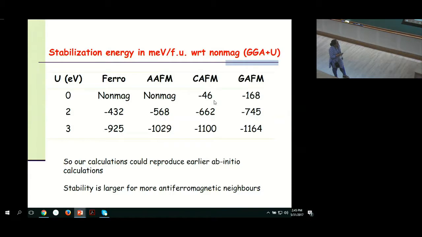We first reproduced the earlier results, and indeed we found that we could stabilize the totally antiferromagnetic ground state in every case, whereas, as found earlier, in some cases we found the ferromagnetic and the A-type antiferromagnetic states, where there are fewer antiferromagnetic neighbors. The number of antiferromagnetic neighbors that the transition metal atom has is 2 in this case, 4 in this case, and 6 in this case. And it seems that the more antiferromagnetic neighbors you have, the more the stability increases.